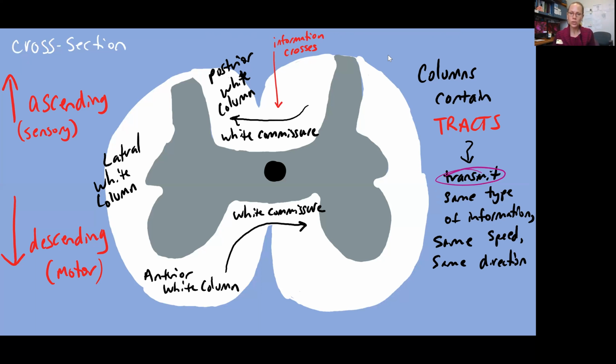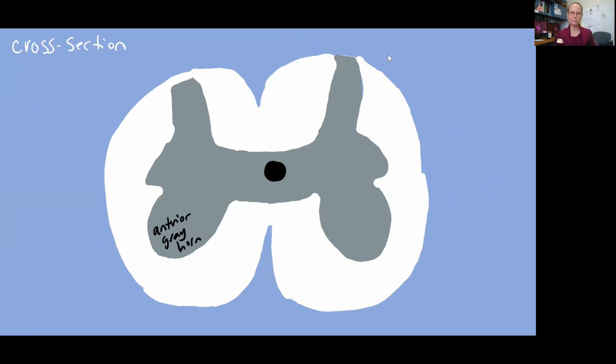The white commissure is important because it's going to be how information will cross from the left side of the spinal cord to the right side of the spinal cord and vice versa. Now, this is significant because what we will see is the left brain is controlling the right side of the body and interpreting sensory information from the right side of the body. So if that's the case, at some point information has to cross from one side to the other, and that can happen here at the white commissure.